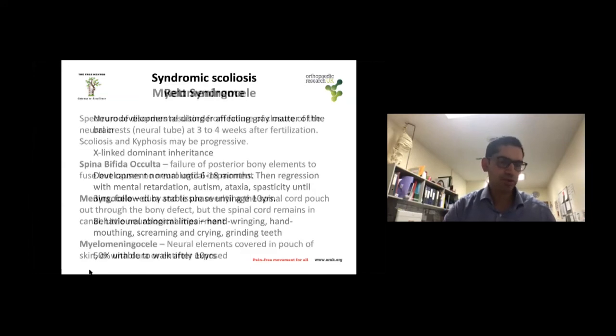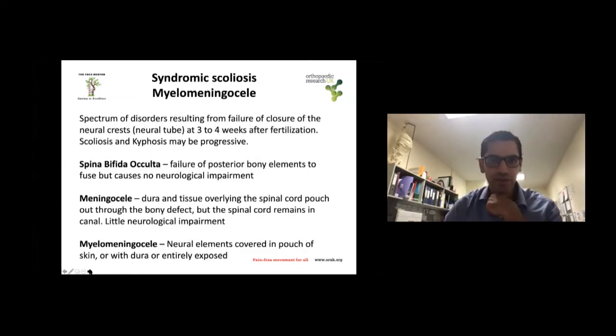It's also important to know about myelomeningocele, a spectrum of disorders. So spina bifida occulta, where there's failure of formation of the posterior bony elements of the spine, which fail to fuse. But these patients have no neurological deficits. Meningocele is when the dura and the tissue overlying the spinal cord pouch out through the bony defect, but the spinal cord remains intact, so there's little neurological impairment. Myelomeningocele is a more severe form, where actually the neural elements pouch out and may even be completely exposed. And this can be associated with significant neurological deficits.